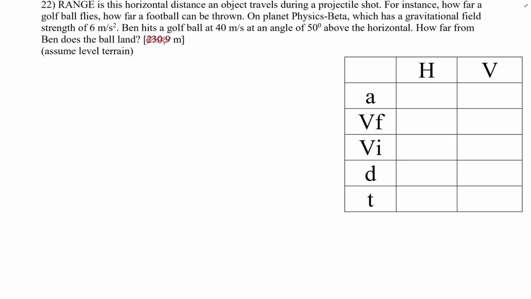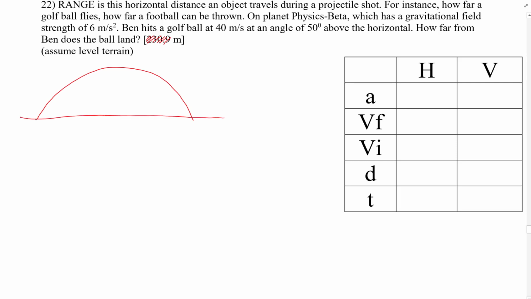So, on this question, number 22, on planet physics beta, which has a gravitational field strength of 6 meters per second squared, Ben hits a golf ball at 40 meters per second at an angle of 50 degrees above the horizontal. How far from Ben does the ball land? We have to assume level terrain. So this is a projectile that's launched up and lands back at the same height.